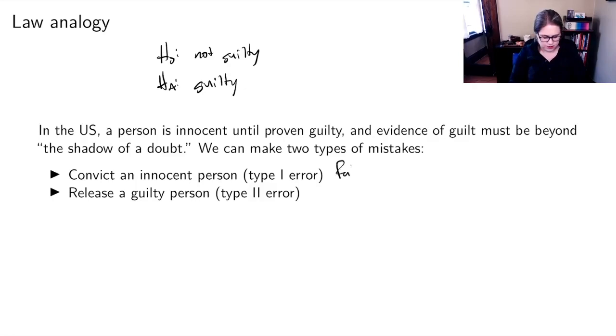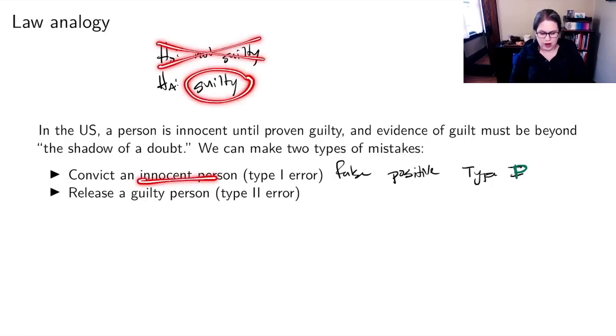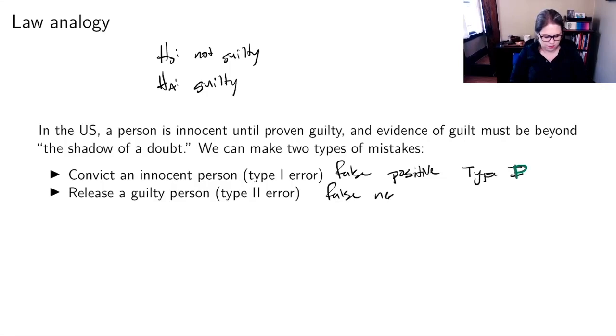One is a false positive, again, positive, and my mnemonic is type 1, and that 1 somehow kind of looks like a P. And that would be that we convict an innocent person. So we say that we're going to reject the null and say that the person is guilty, even though they were actually innocent. And the other kind of mistake that we could make is a type 2 error where we release a guilty person. And this is a false negative.